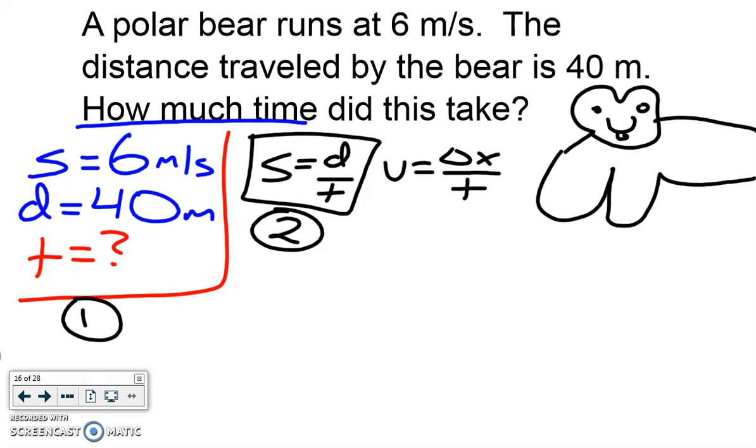I figured out which equation we're going to use. At this point, all you got to do is take your numbers that you've written down before and plug them in. So in this case, 6 equals 40 over t. So you did some of the hard work right here. You plugged the numbers in, and now we got to rearrange this. If you remember how to cross multiply, you should get a setup that looks like this.